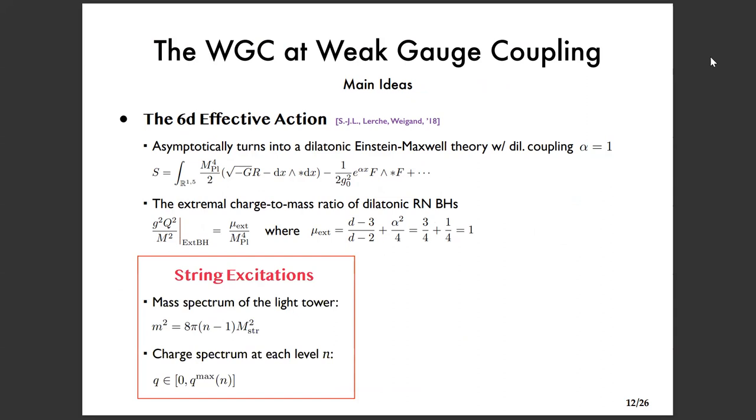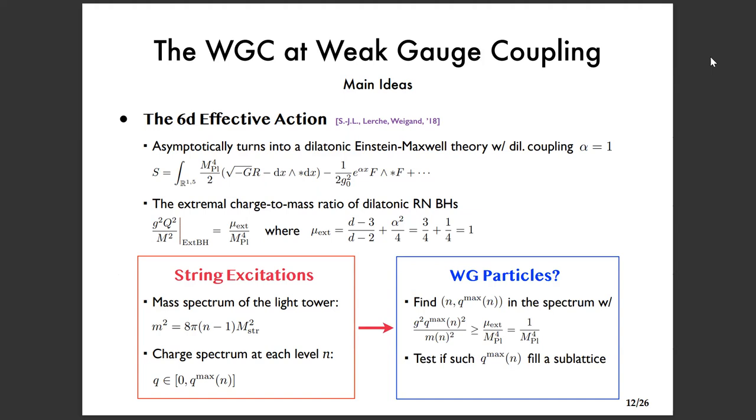So let's now take a closer look at the string excitations. Because this heterotic string is a weakly coupled light string, the mass spectrum of the excitation modes is given by this formula, where n is the mass level. And what we care about here is how large the charge Q could grow at a given mass level m. After all, for a given mass level, the maximal U(1) charge Q max would tell us if the theory can have a weak gravity particle with that mass. The task is therefore to understand for which mass levels this inequality is satisfied, and to test if the associated Q maxes fill a charge sublattice.